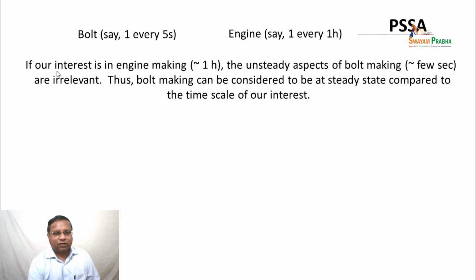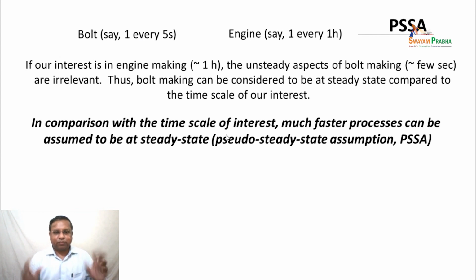That's what is given here. If our interest is in engine making, about an hour characteristic time, the unsteady aspects of bolt making, a few seconds, are irrelevant. Thus, bolt making can be considered to be at steady state compared to the time scale of our interest, irrespective of whether this has been at steady state or not. So you need comparison. In comparison with the time scale of interest, much faster processes can be assumed to be at steady state, and this is called the pseudo steady state approximation.